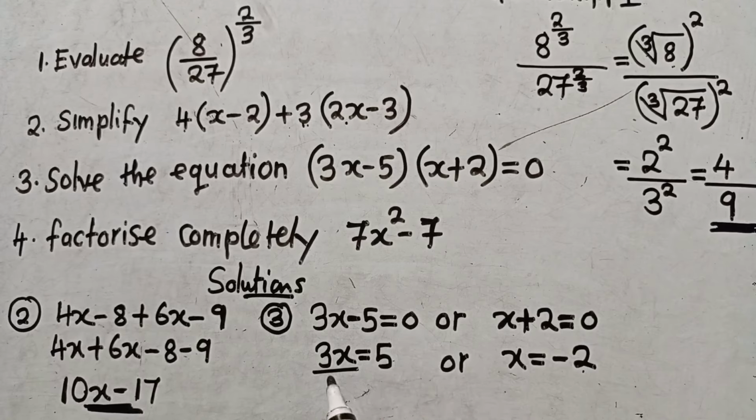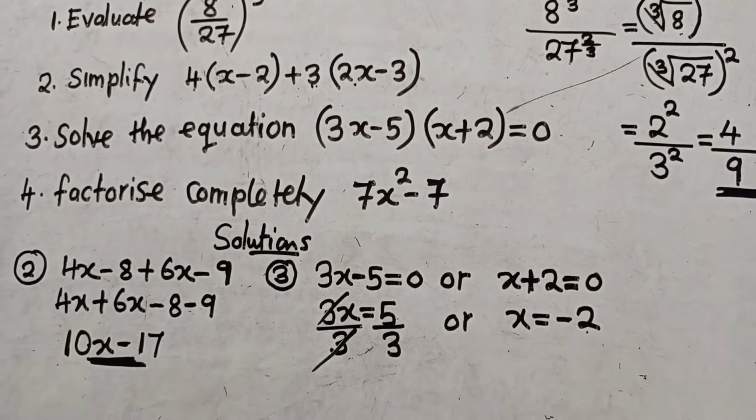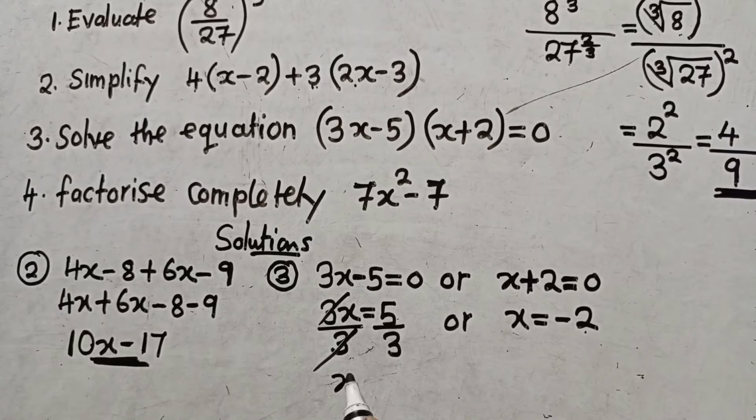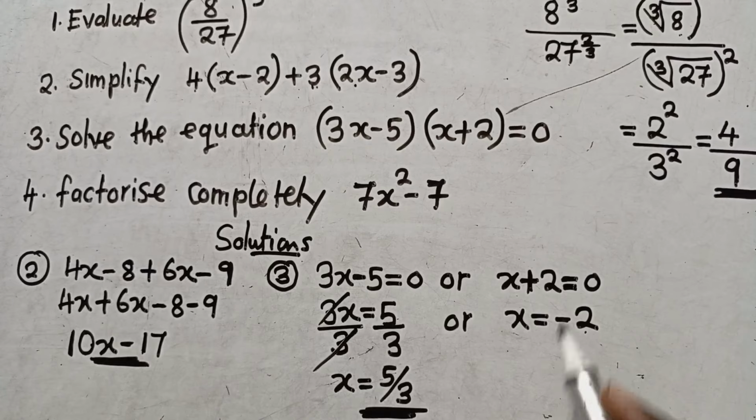You divide both sides by 3. I also divide here by 3, such that this and that are going to cancel out. Then what I'm going to remain with is x is equal to 5 over 3. So this is my answer. I'm done with that. Here I say, oh, that one is just x is equal to negative 2. So this is what I'm supposed to do.